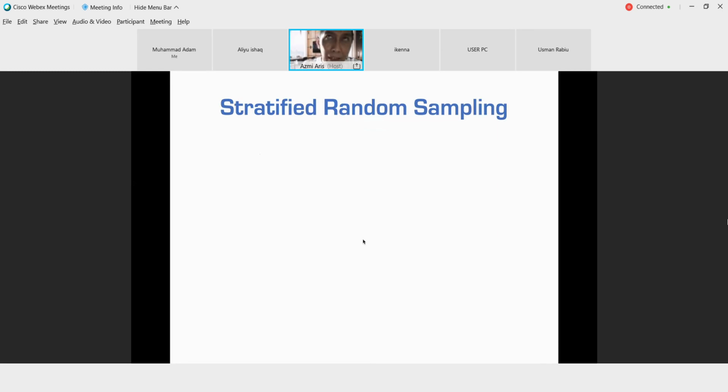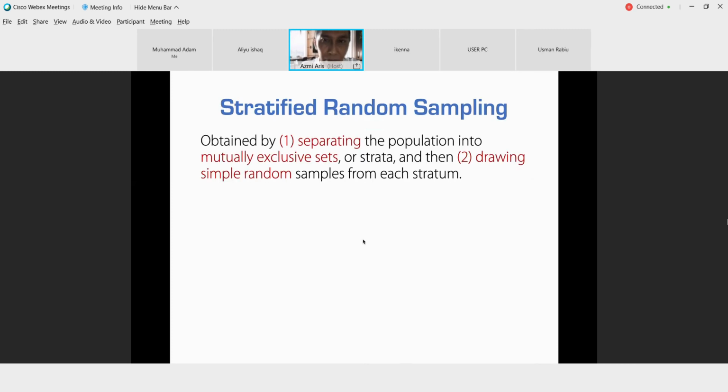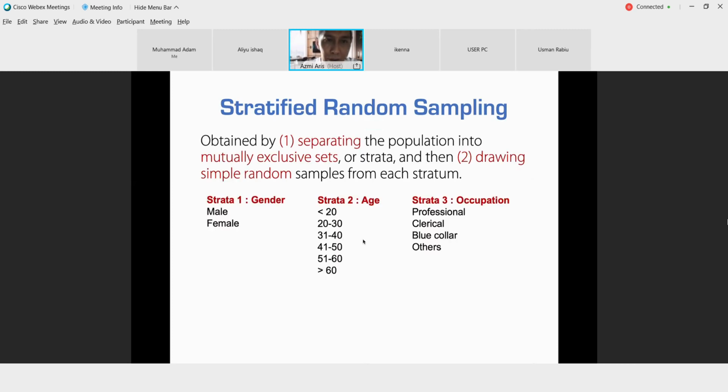You have a big number of samples, but you can stratify them into certain categories. For example, you stratify them first according to gender, then according to age, and then maybe according to occupation. So you have a group of people. You separate male on one side, female on the other side. And then if you feel that stratification is sufficient, then you can do random sampling from there.